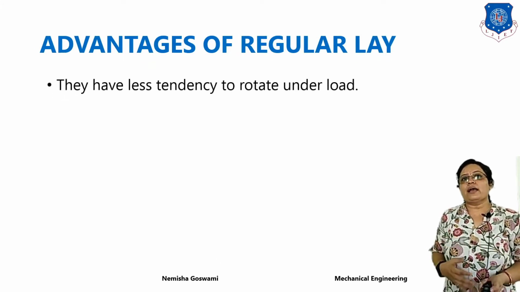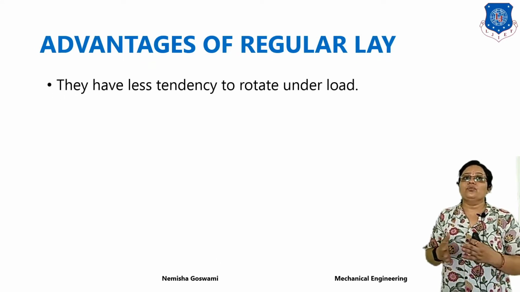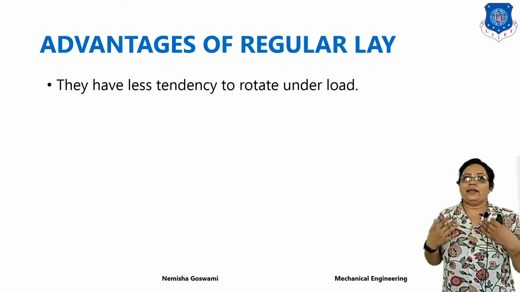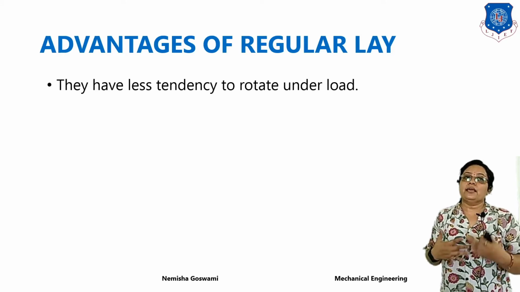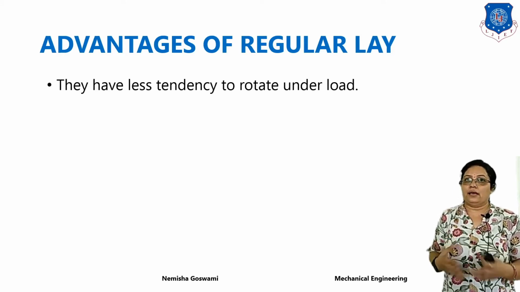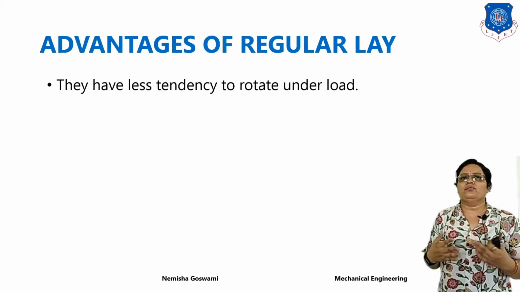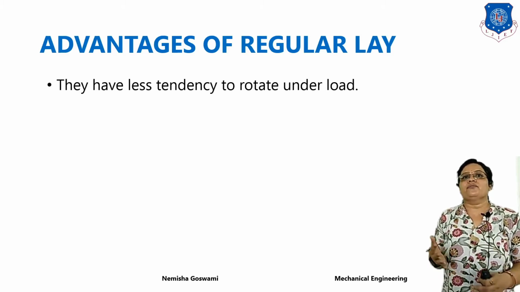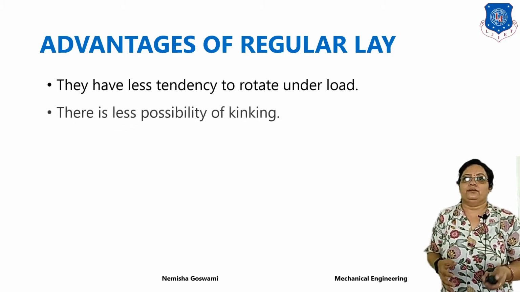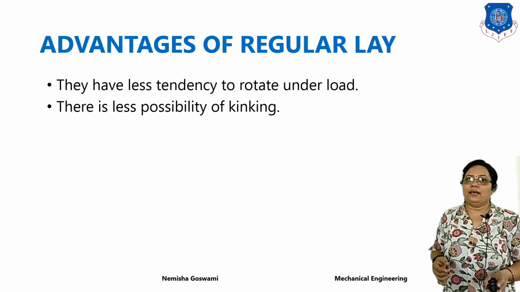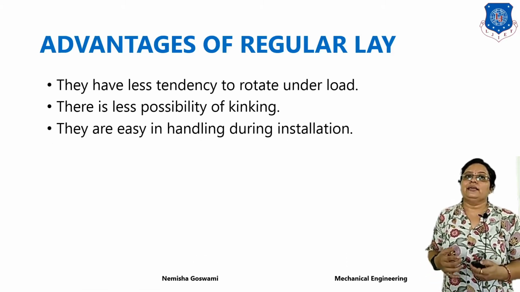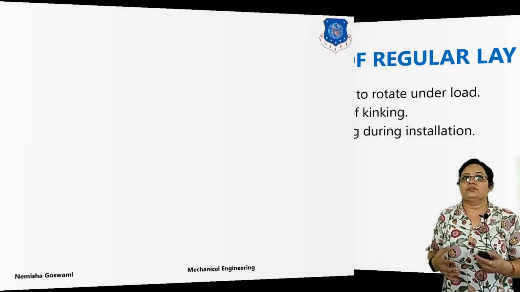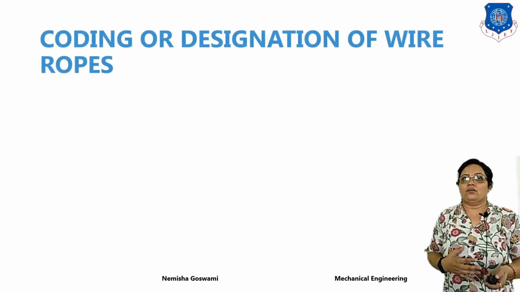They also have less tendency to rotate under load. It means when we use them under stationary condition, they will not rotate directly, or you can say they will not displace from their original position. And they have less possibility of kinking, and they are also easy in handling during installation. So these are basically the advantages of wire ropes.